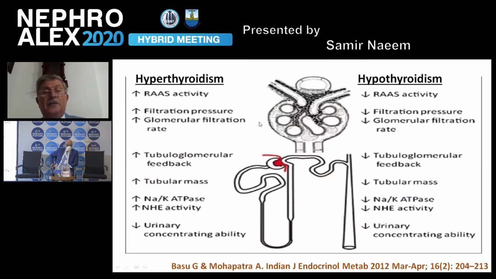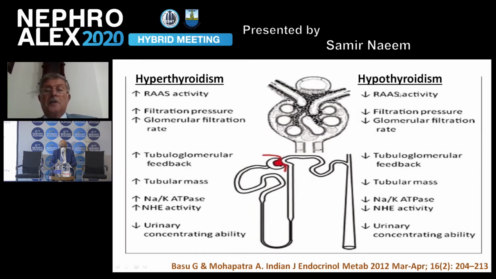If you look at the effect of the thyroid hormones on the kidneys themselves, you find that with hyperthyroidism there is an increase in renin-angiotensin system activity and an increase in the filtration pressure because of vasodilatation of the afferent and vasoconstriction of the efferent arteriole, leading to increased glomerular filtration rate. This is in addition to some increase in tubuloglomerular feedback, leading to increased reabsorption of sodium and bicarbonate with increased sodium-hydrogen exchanger activity.